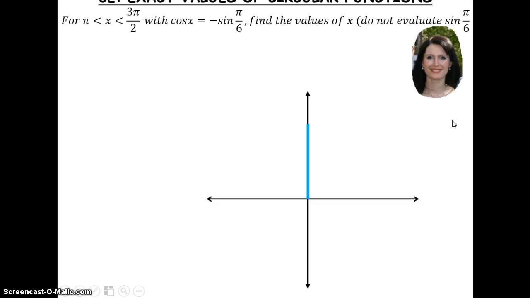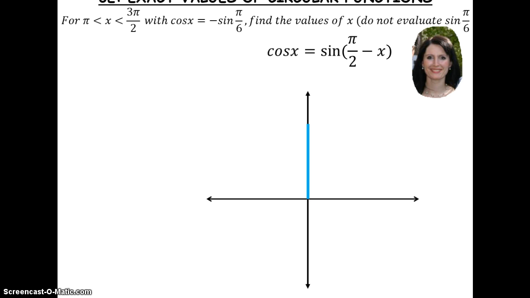Hi guys, we're still on exercise 6E and we're looking at a pretty tricky example here. It's to do with the symmetry values of circular functions and exact values also. We want to find when x is between pi and 3 pi on 2, with cos x equals negative sine pi on 6, we want to find the values for x, and we don't actually want to evaluate sine pi on 6.